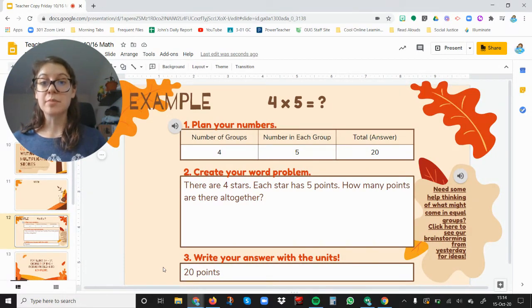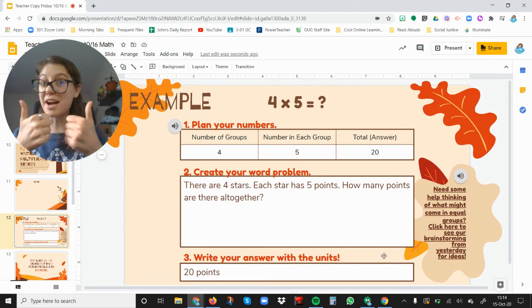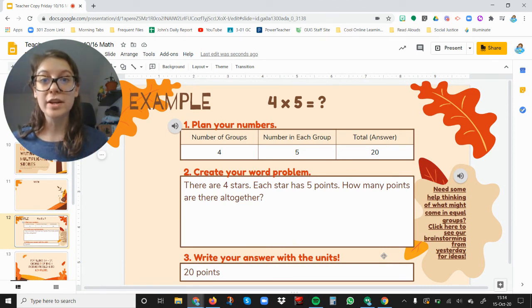So that's how you take a multiplication sentence and turn it into a word problem. You can use the ideas that we came up with in our brainstorming session yesterday, or you can use your own ideas. Now it's your turn. You're going to do 3 out of the 4 number sentences that we have on the next slides. So you're going to be writing 3 word problems and solving 3 multiplication problems. You got this! I'm excited to see what creative word problems you come up with.